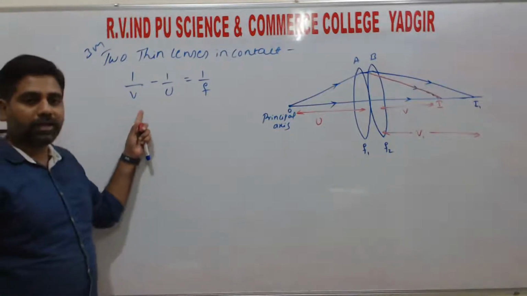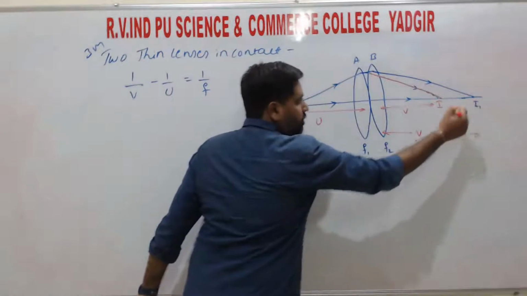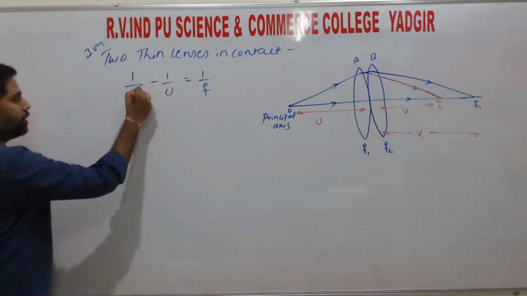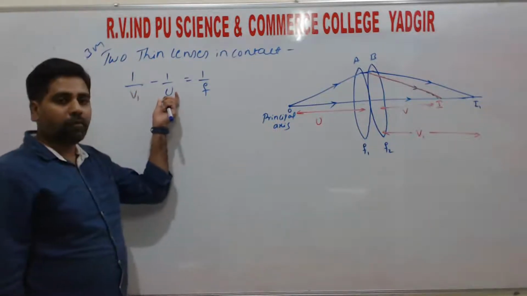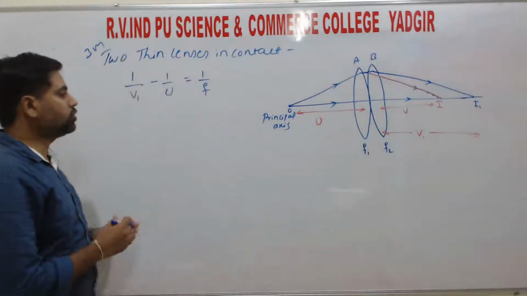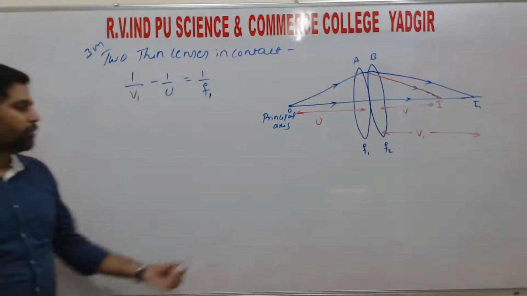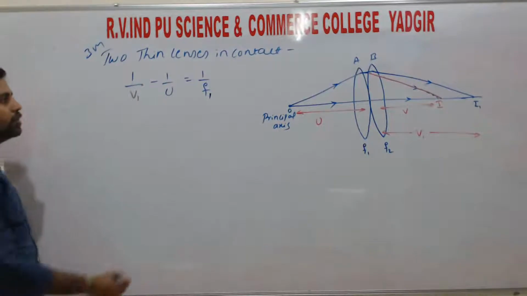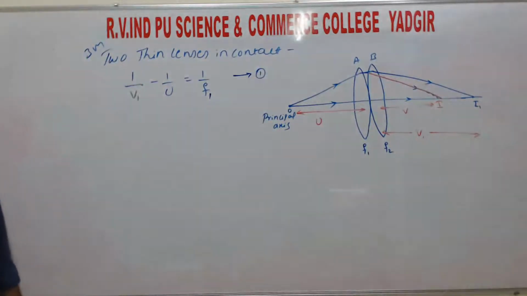By using the lens formula, we can write that, image is formed here, that is I1, so the image distance is v1. So 1 by v1 minus 1 by u is equal to 1 by f1, because the image is formed by the first lens A, so we have taken the focal length f1 of the first lens A. We call this equation 1.